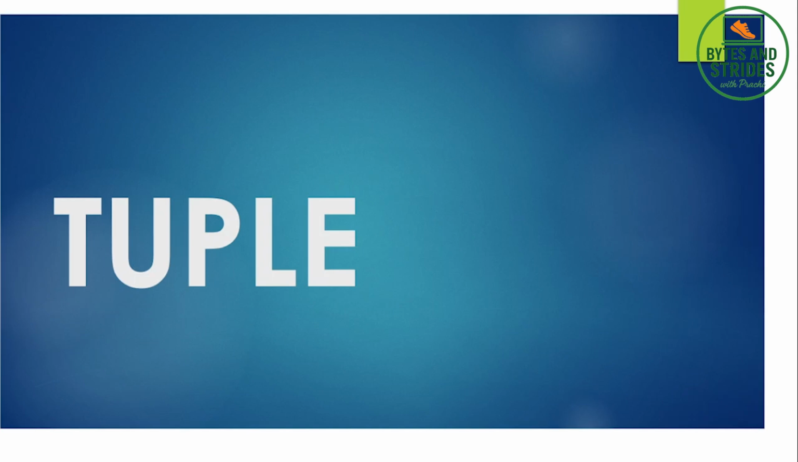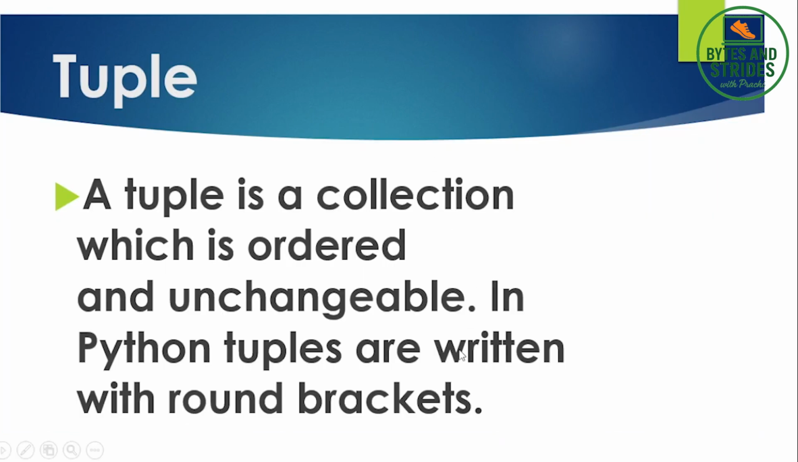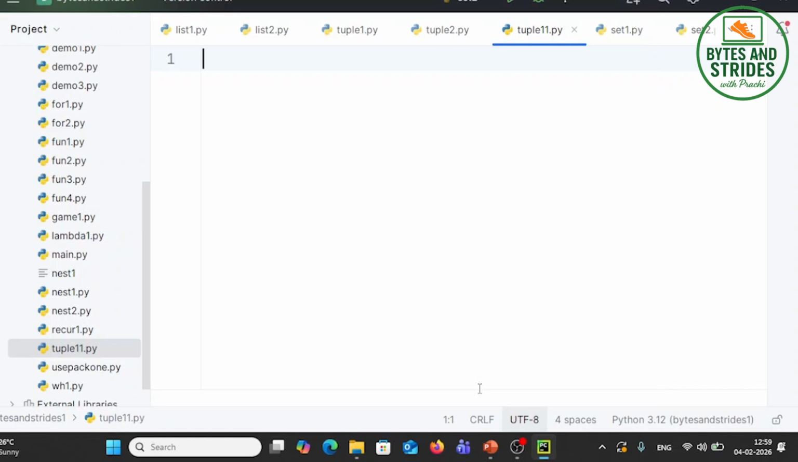So we continue our discussion about collections, and today we are going to talk about a collection called tuple. So tuple is represented in round brackets, okay? And the most important point about tuple is it is immutable. So meaning it cannot be changed. So tuple is a collection which is ordered and unchangeable, and as I already said, tuple will be written with round brackets. So let us directly create a tuple.